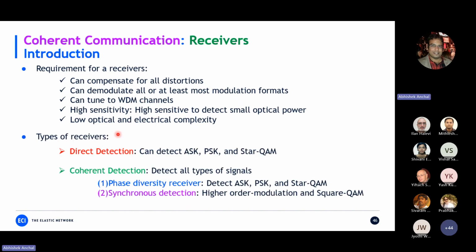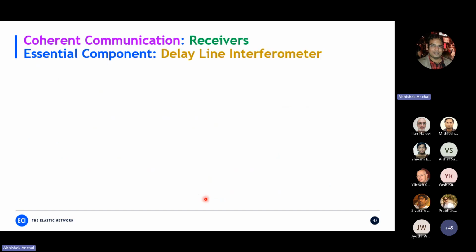So these are the requirements, and what are the different kinds of receivers we have? We can see direct detection receiver or coherent detection. Direct detection can demodulate mostly ASK, PSK, or star QAM, but coherent detection detects mostly all kinds of signals. Again, coherent has two types: phase diversity receiver and synchronous detection. The phase diversity receiver was the earlier or old version of the coherent receiver, and now we have had synchronous detection for quite a long time. So we are going to discuss all the details about all of them. Before moving to how these receivers work, I'm just going to introduce some essential components which are used in these receivers.